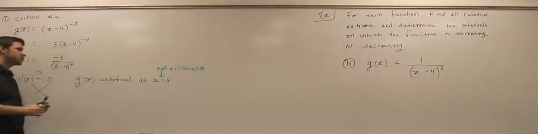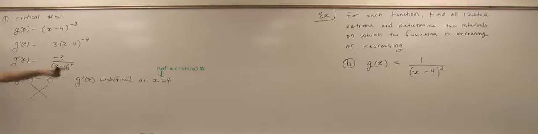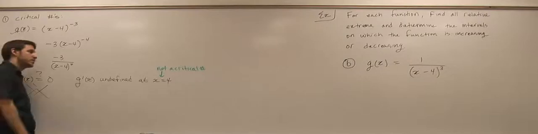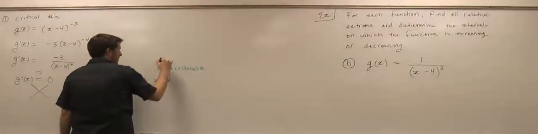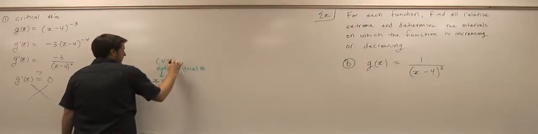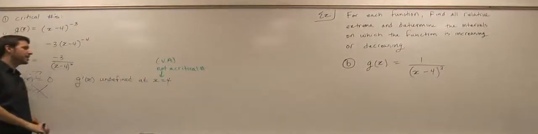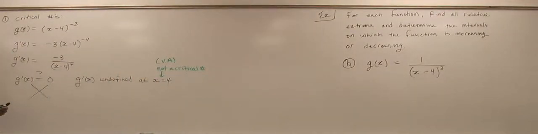But what happens at x equals 4? If you look at the original function, what happens when you have a 0 denominator? It's a vertical asymptote. So you still want to consider it in your tests, but it's not technically critical.